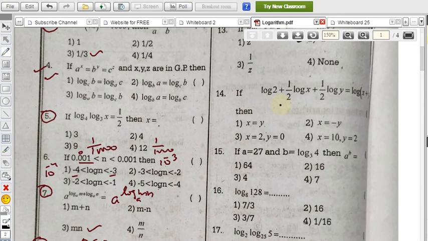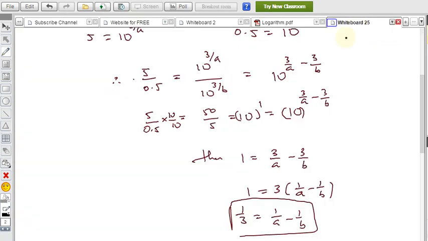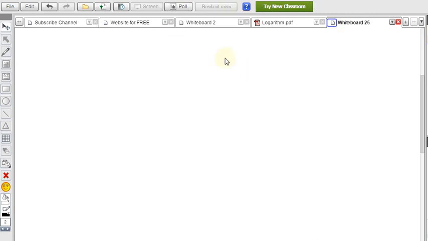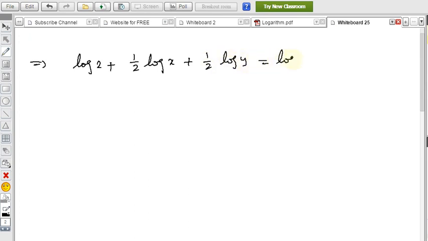14th: log 2 plus 1 by 2 log x plus 1 by 2 log y is equal to log of x plus y. Then which condition is true in this? So the condition is log 2 plus 1 by 2 log x plus 1 by 2 log y is equal to log of x plus y.